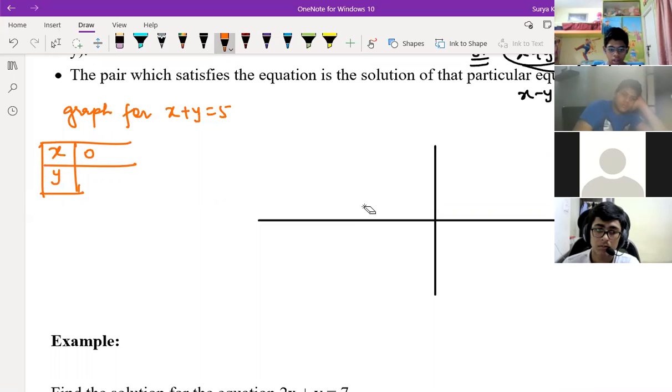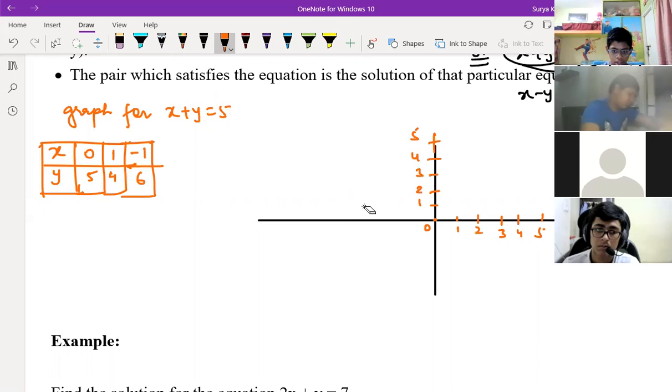If x is equal to 0, y is equal to what? You'll get 5. If x is equal to 1, then y is equal to what? 4, right? Yes. If x is equal to -1, then y is equal to 6, right? So you should mark the points. Suppose here is 0. Here is 1, 2, 3, 4, 5. Here also 1, 2, 3, 4, and 5.